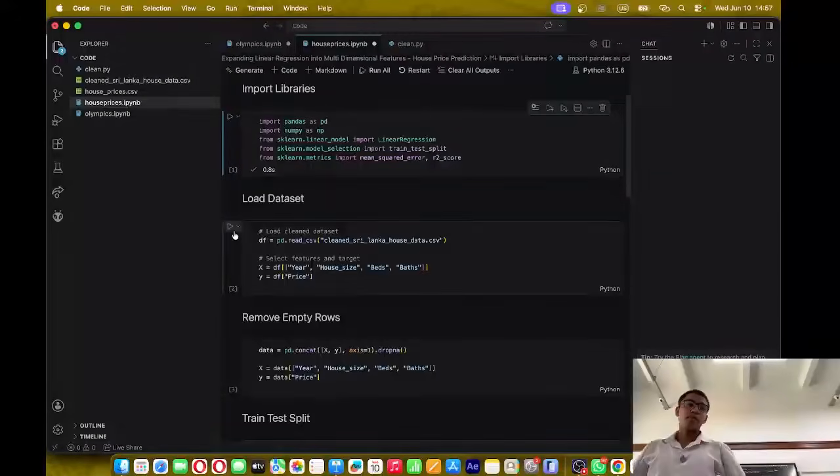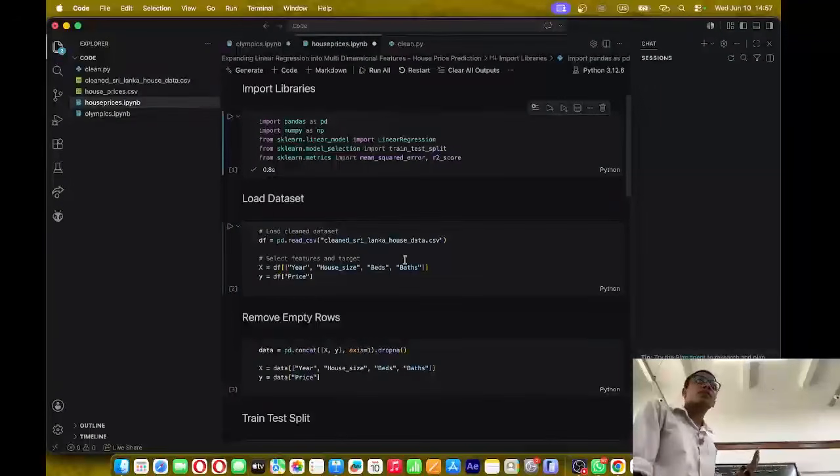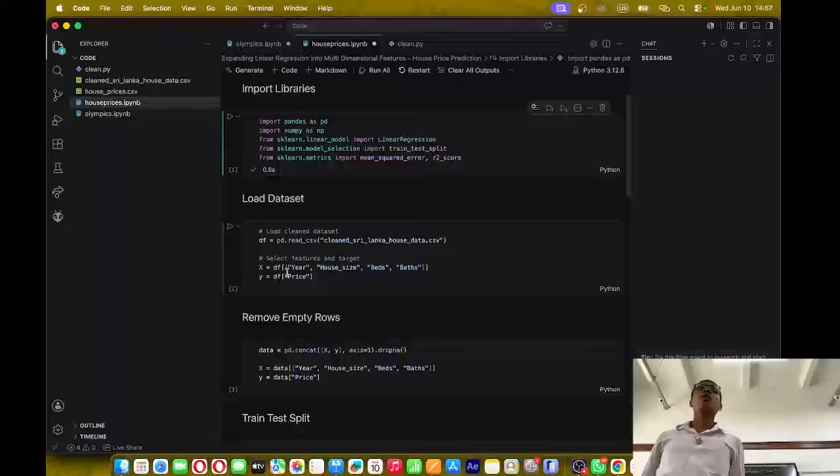Okay. So for now, I am going to consider the year, the size of the house, that means the floor size, how many square feet, how many perches, etc. Number of bedrooms, that's beds. And the number of bathrooms. And the output is the price. We need the price of the house.